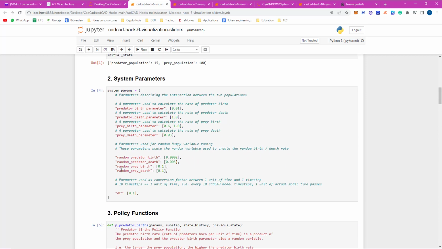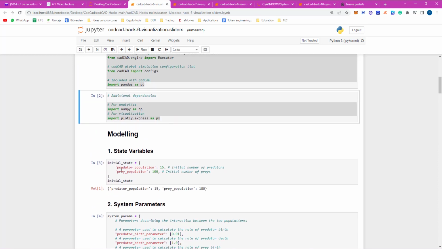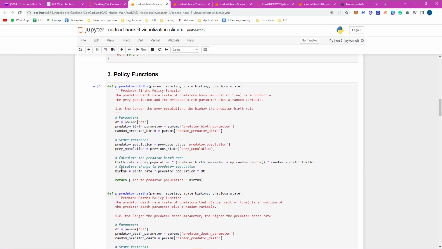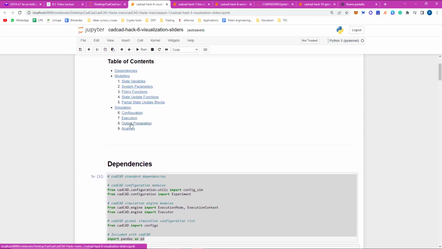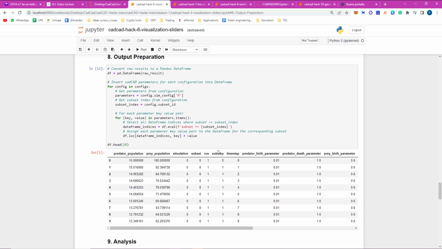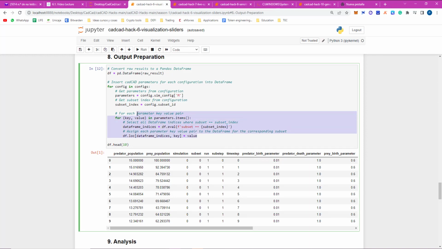It takes the model of hack number 2, the predator-prey model. And I think it doesn't change anything until the output preparation. Here in the output preparation, they again did the long procedure that we saw, I don't know if it was in 4 or 5, with the substeps, in order to indicate the substeps a little bit more.